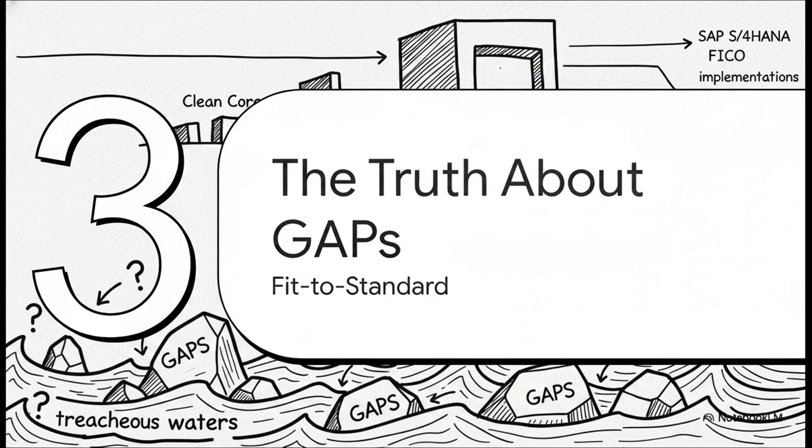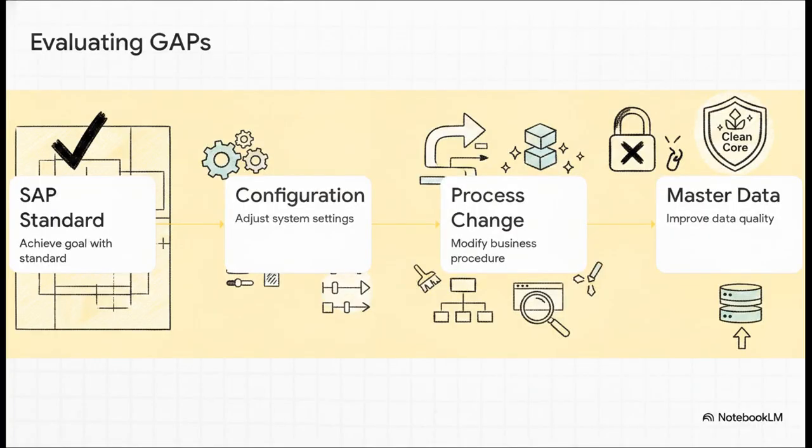Next up is Section 3, the truth about gaps, fit to standard, and clean core. So, when you encounter a gap, meaning a place where your current process just doesn't match the new software, how do you handle it? Well, you have to enforce a really rigorous 4-step logic. First, genuinely see if the standard process works. Second, try to change the system configuration without doing any custom coding. Third, and yeah, this is the hard part, push to change your actual business process. Finally, fourth, see if simply cleaning up your master data solves the problem.